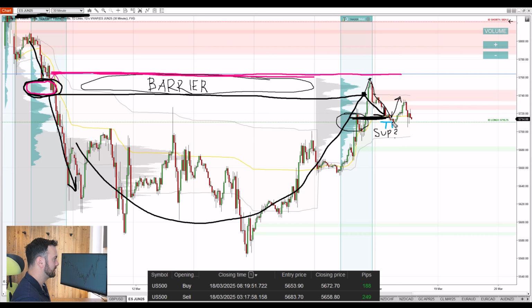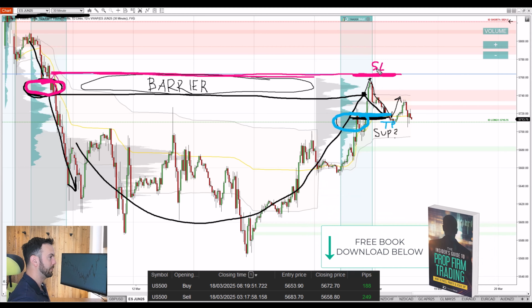Take profit should always go before the barrier and stop loss should always go behind the barrier. Stop loss is behind the barrier. This is the barrier. Take profit goes before the barrier. This is the barrier, so this is where the take profit goes. That's the main rule to remember, and that's what I do with all my trades: always take profit before a barrier, stop loss behind a barrier. So that was the first trade.